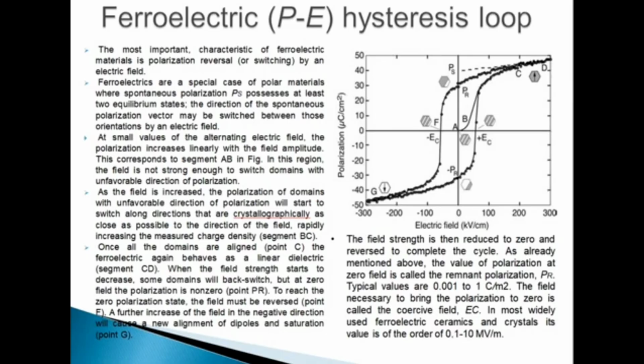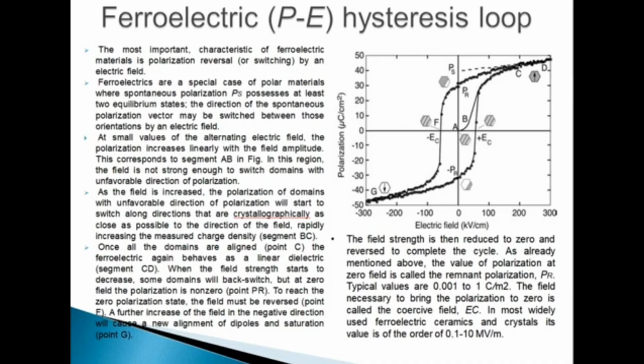In this region, the field is not strong enough to switch domains with unfavorable direction of polarization. You can also see in the figure point A to B. As the field is increased, the polarization of domains with unfavorable direction of polarization will start to switch along directions that are crystallographically as close as possible to the direction of the field, rapidly increasing the measured charge density from the segment B to C, as you can notice in the figure.